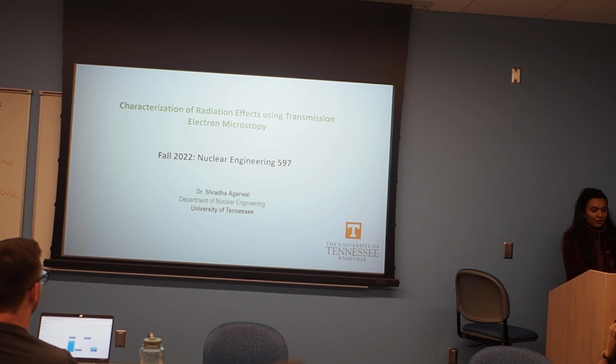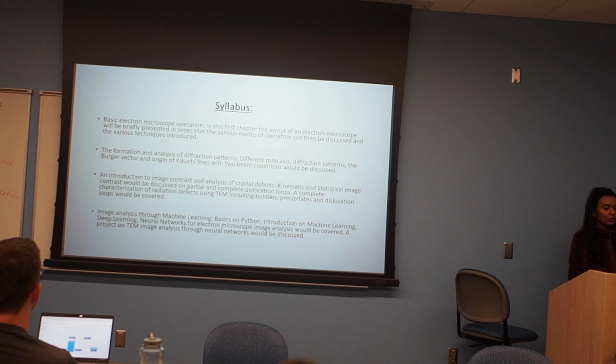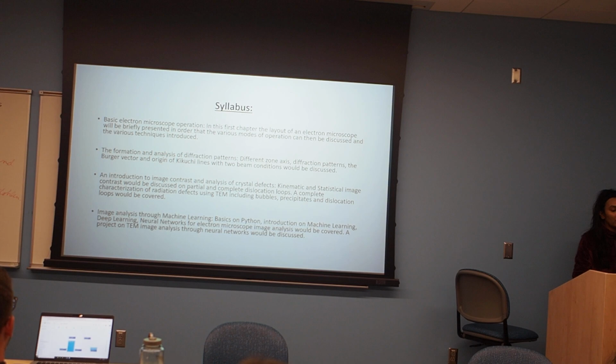I think this is the syllabus here. It is divided into four classes, four chapters. One is your basic electron microscope operation that we are covering now. In the next chapter, we'll move to diffraction patterns. In the following chapters, we will become more specific about different features like bubbles, precipitates, and loops. And in the final chapter, we'll do a little bit of machine learning.